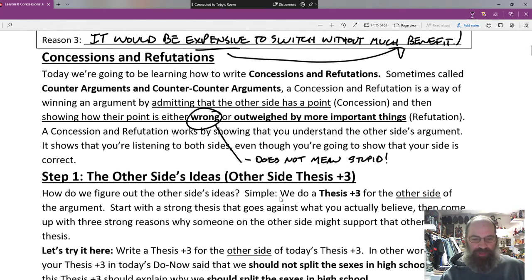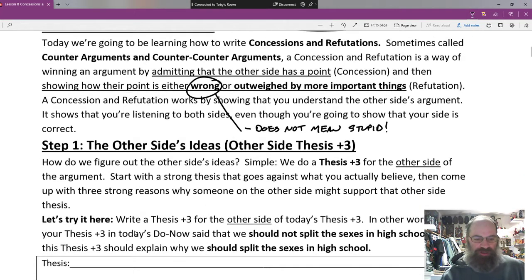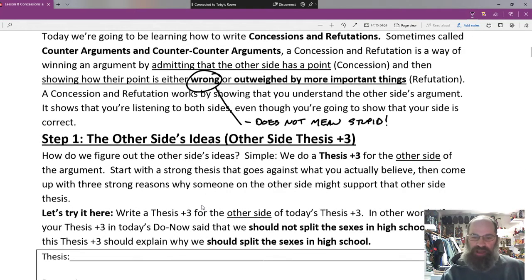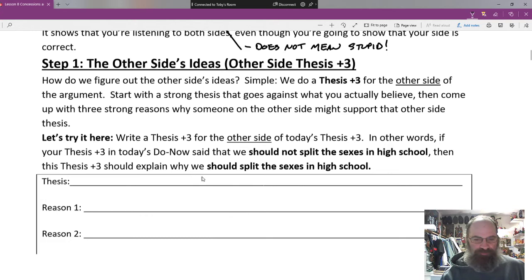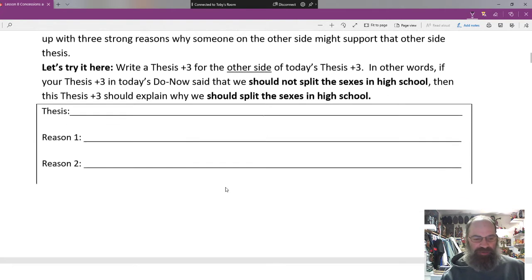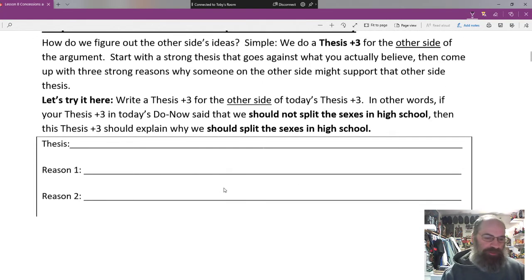All right, so the other side's ideas. How do we figure out the other side's ideas? Simple. You do a thesis plus 3 for the other side of the argument. Start with a strong thesis that goes against what you actually believe, then come up with 3 strong reasons why someone on the other side might support it. So yes, I'm reading a script here because I don't want to bird walk too much, because I'm trying to keep this video short. So we're going to try it here. So now I'm going to take the opposite side, why we shouldn't split, or why we should split.